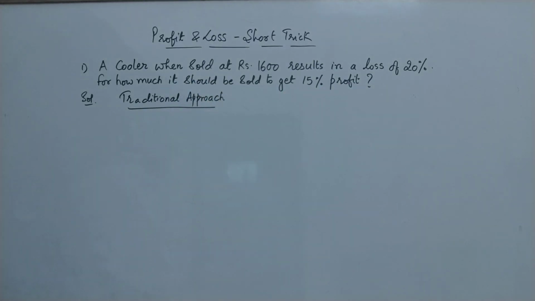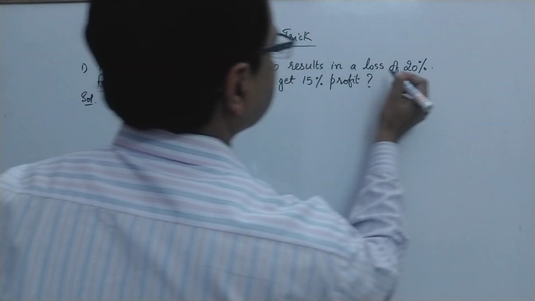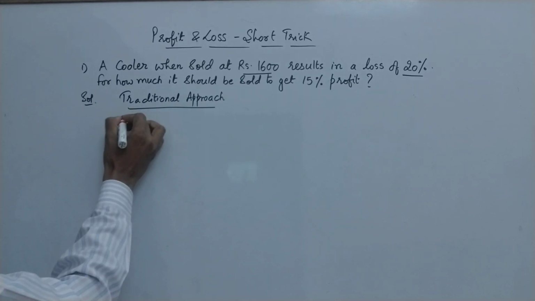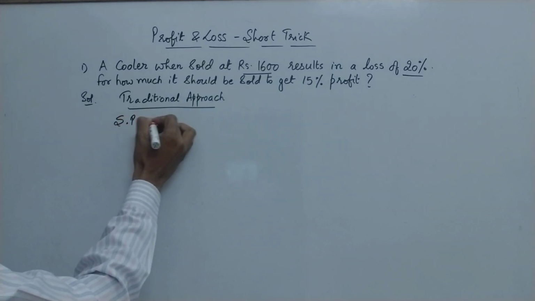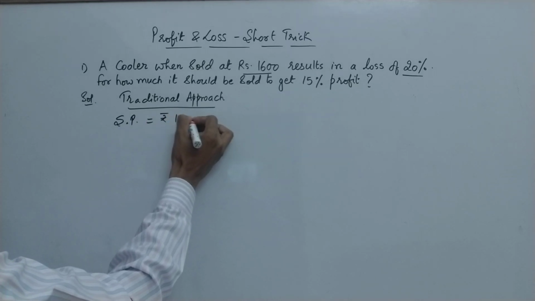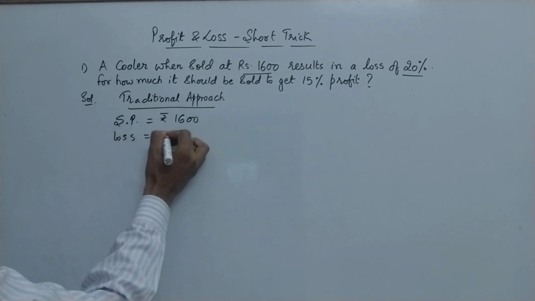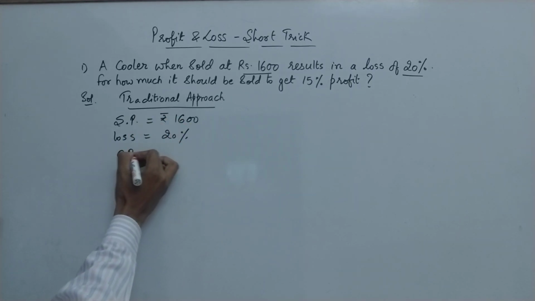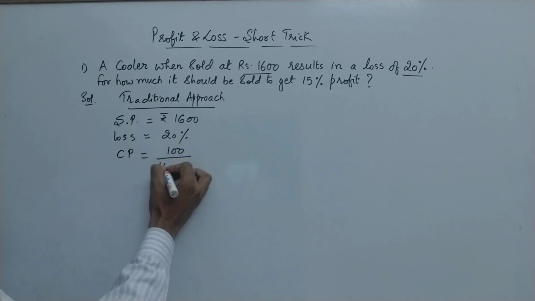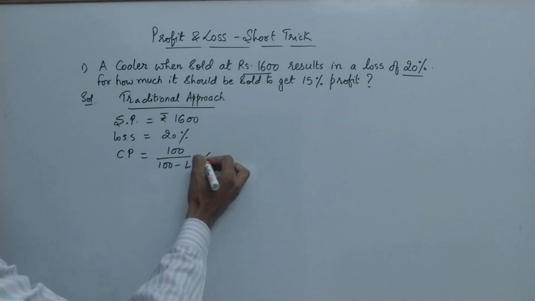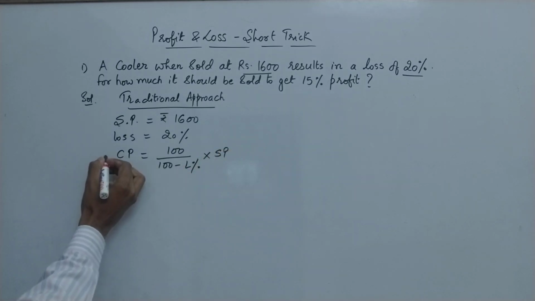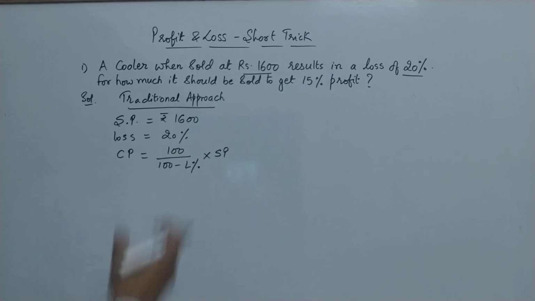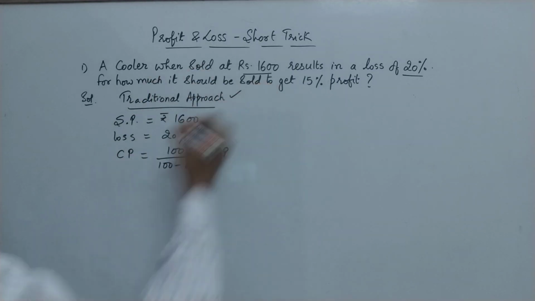Now through traditional approach, first of all you have to make use of this and get to the cost price of the cooler. So in the first instance we are given that the selling price is rupees 1600 and the loss is 20%. So you need to find the cost price first. So the formula for cost price is 100 upon 100 minus loss percent into SP. Now this is something you need to remember for solving this question by the traditional approach. So formulas are very important in profit and loss if you are following the traditional approach.